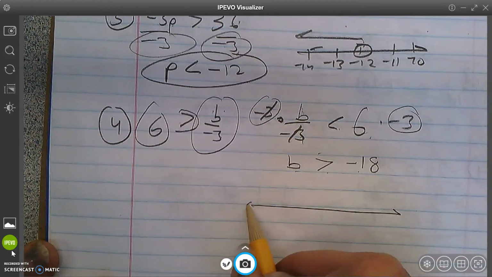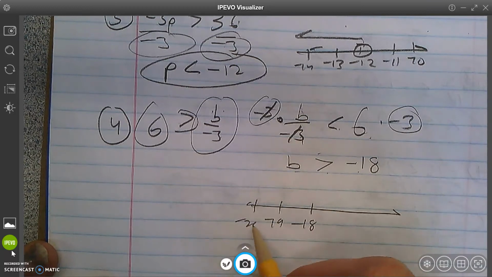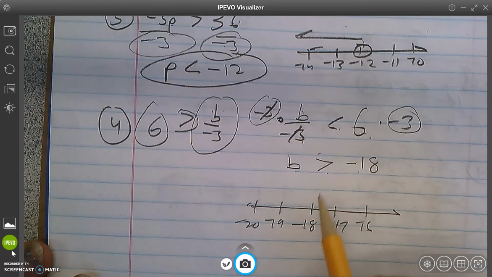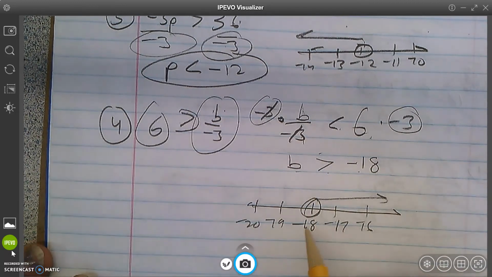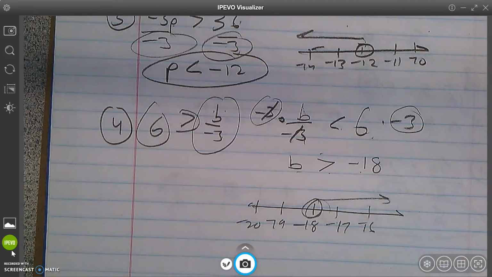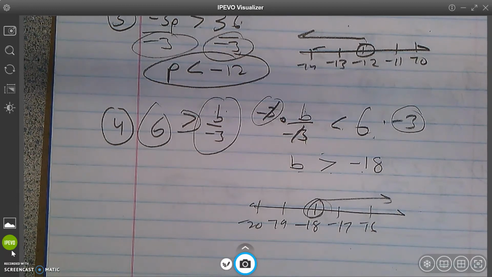Got it. So negative 18, negative 19, negative 20, negative 17, negative 16, etc. So anything that is greater than, not equal to, so negative 18 is not a solution, but there we go. It could be negative 17, could be negative 16, could be 0, could be 1, could be 2, anything positive also works. Great job, everybody. Good work.